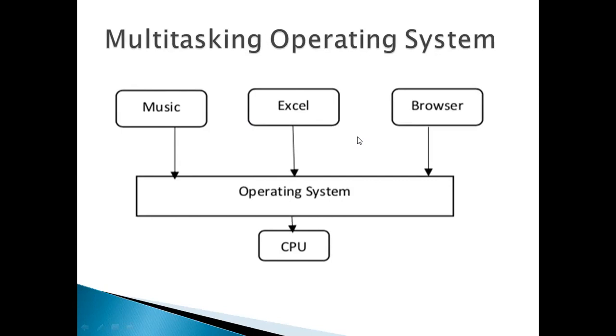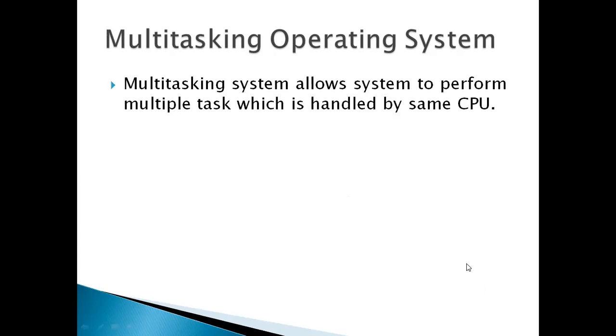When you sit in front of a computer, you are not doing only one task. You are listening to music, at the same time you are doing something in Excel, calculating something, browsing the internet, doing multiple things. Okay, so multitasking operating system. This is a definition: a multitasking system allows the system to perform multiple tasks which are handled by the same CPU.